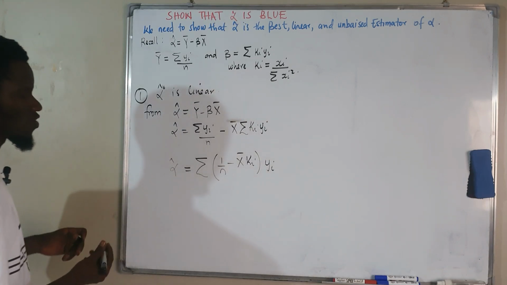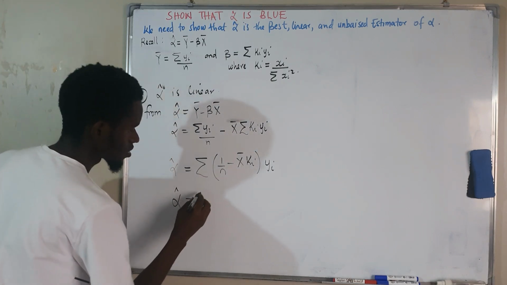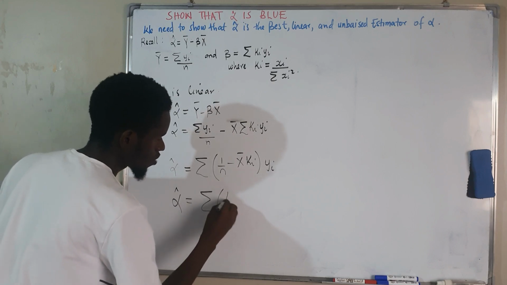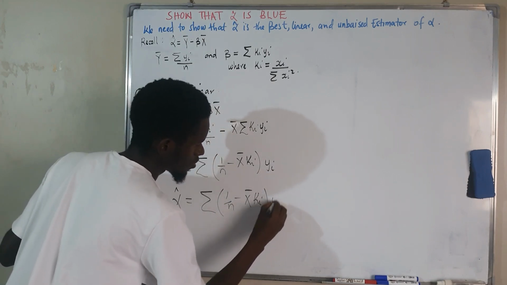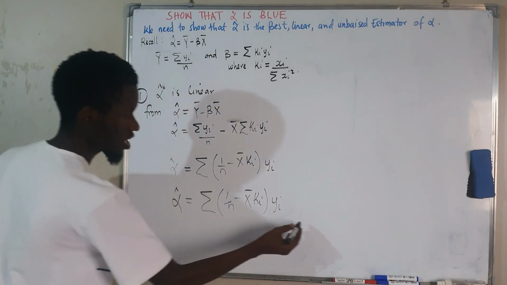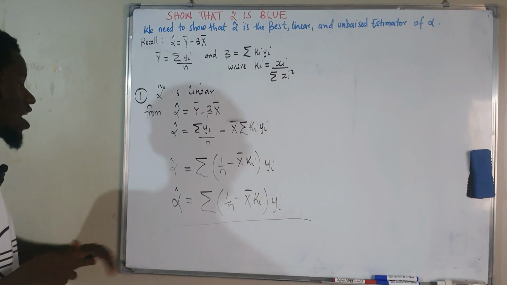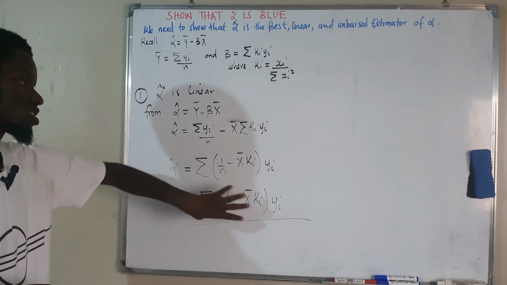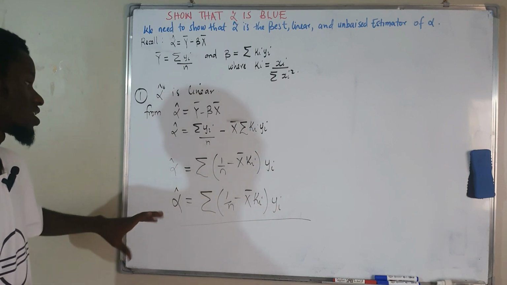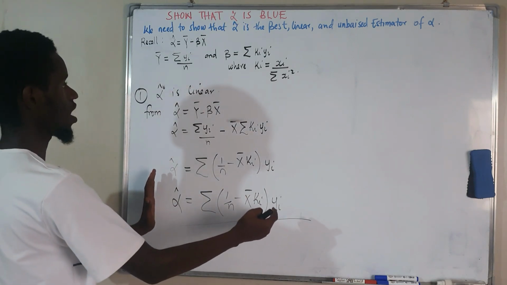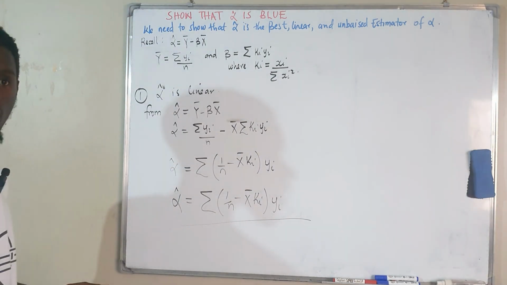Therefore, alpha hat is the same as the summation of 1 over n minus x bar ki, then yi. Hence I have shown that alpha hat is linear, because alpha hat is a function of yi, with these constants multiplying yi to give alpha hat. Yes, I think we are together.